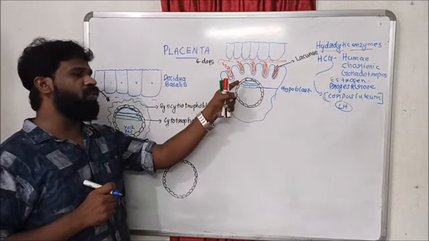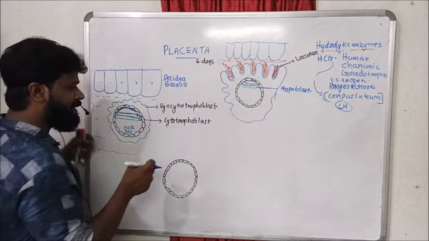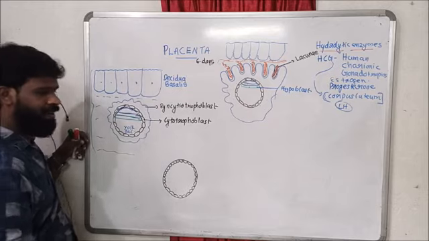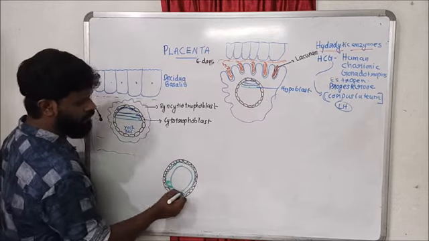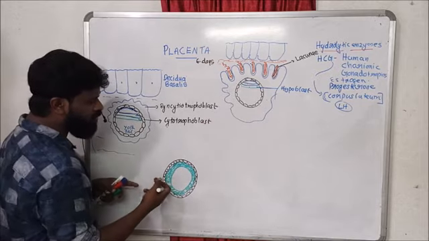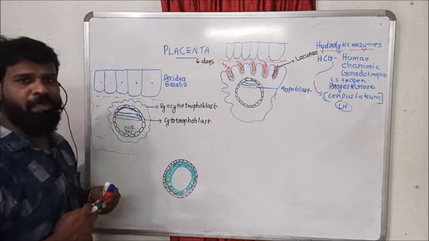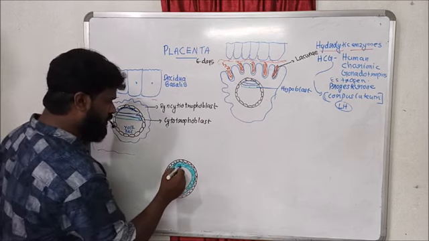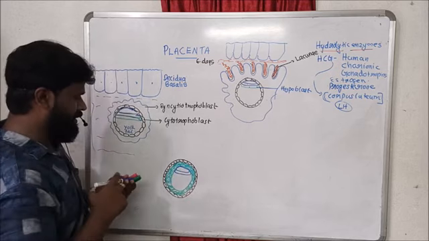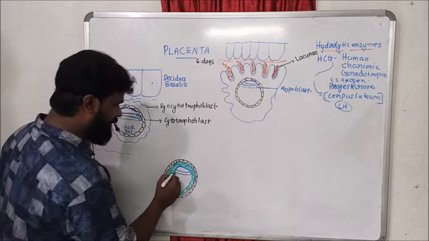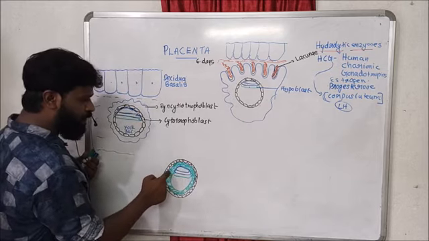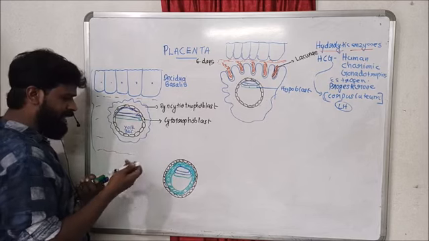Some of the tissues arise from this hypoblast, arranged inner to this cytotrophoblast. See here, these are the tissues formed from this hypoblast, and they are arranged inner to this cytotrophoblast. This one is the embryonic amnion. This is the epiblast, and this part is the hypoblast.